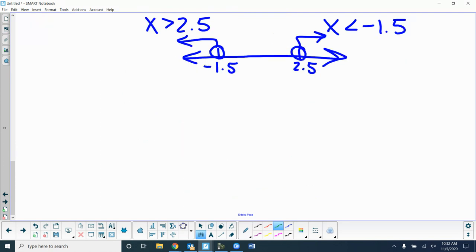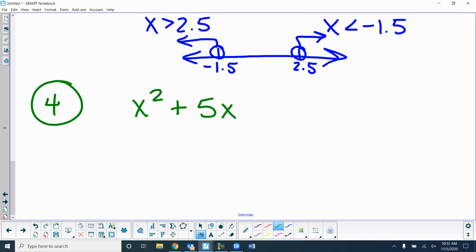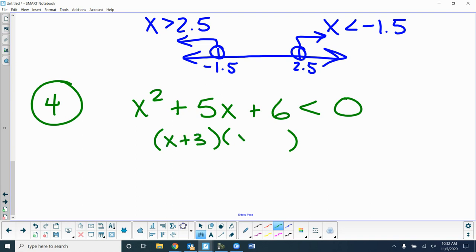All right, number 4 and 5 are a little bit tougher in that the graph part, we got to pick numbers from each section. So this is a quadratic. First of all, make sure the 0's on the right. If it's not, move everything to the left. It's on the right. And then factor. What's it factor, Logan? 3 and 2. Good. X plus 3 and x plus 2.